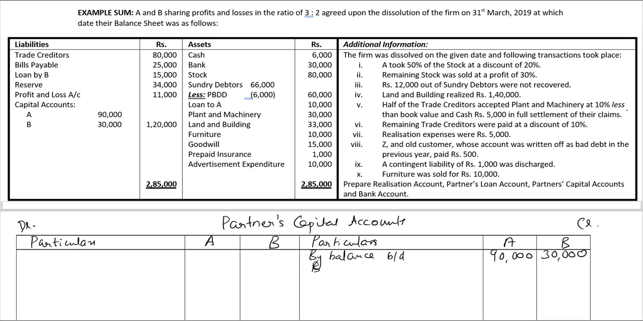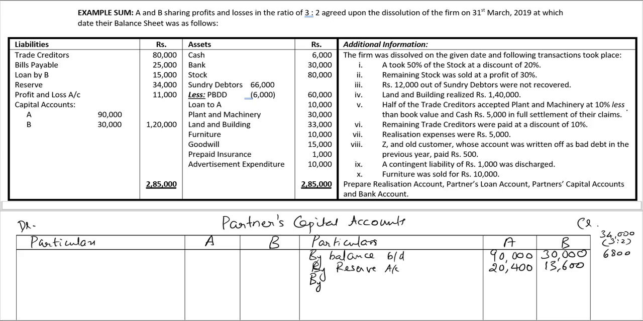Let's distribute the reserve by reserve account. Amount of reserve 34,000 rupees to be divided in 3:2 ratio. On dividing by 5, we get 6,800. In the case of A, it's 6,800 multiplied by 3, which is 20,400 rupees. And in the case of partner B, it's 6,800 multiplied by 2, 13,600 rupees.